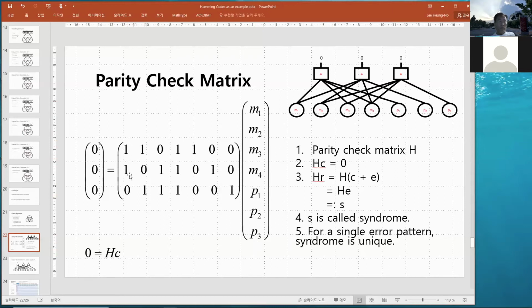When the syndrome is 1, 0, 1, that means the second bit was an error. When the syndrome was 0, 1, 1, the third bit was an error. When 1, 1, 1, the fourth bit; 1, 0, 1, fifth, sixth, and seventh. So you can correct all single bit error patterns.